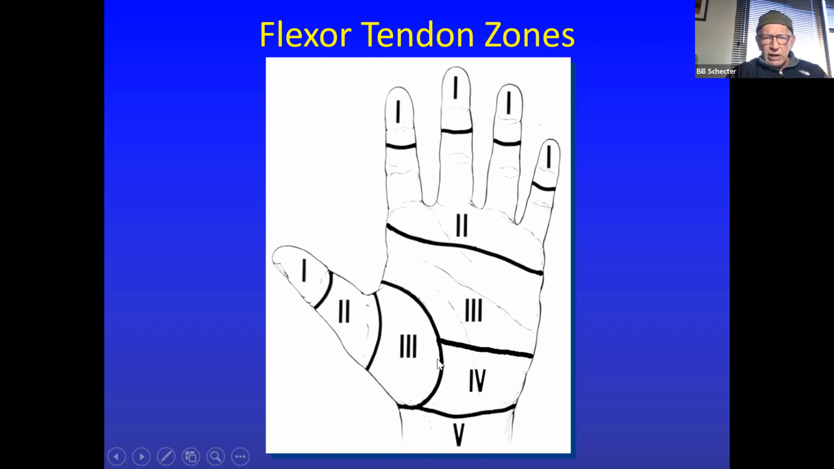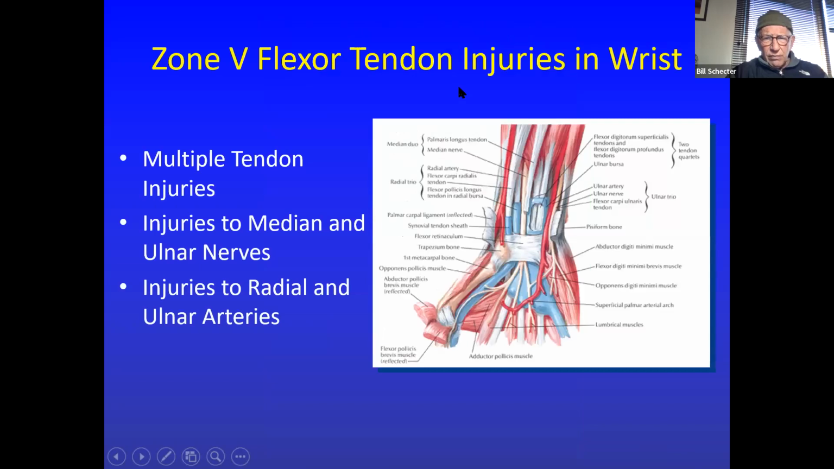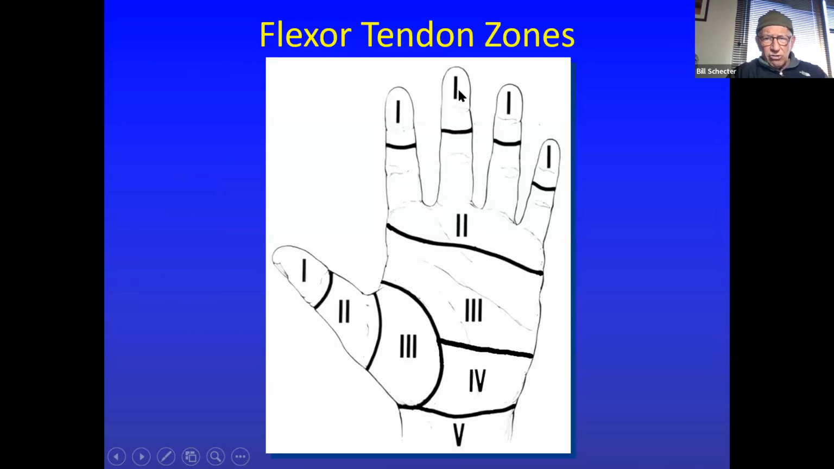So let's go over it again. Zone 5 is proximal to the carpal tunnel. Zone 4 is deep to the carpal tunnel. Zone 3 is in the mid palm. Zone 2 is in no man's land, tendon injuries in the fibroosseous tunnel. And zone 1 is the very most distal injury over the distal phalanx.